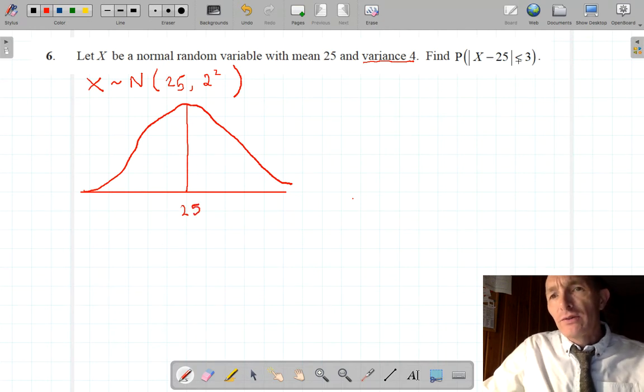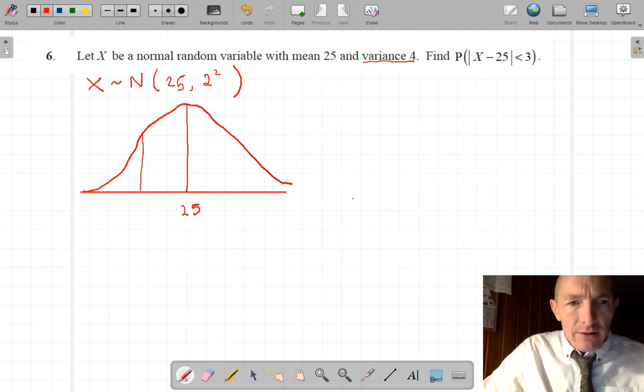So X minus 25, I want to be within 3. This means that X could be, the probability that X is between maybe 22 and 28. Because 22 minus 25 gives me minus 3, so that's less than 3 away. So I'm going to draw here at 22, so that's 3 away from the mean, and here at 28.